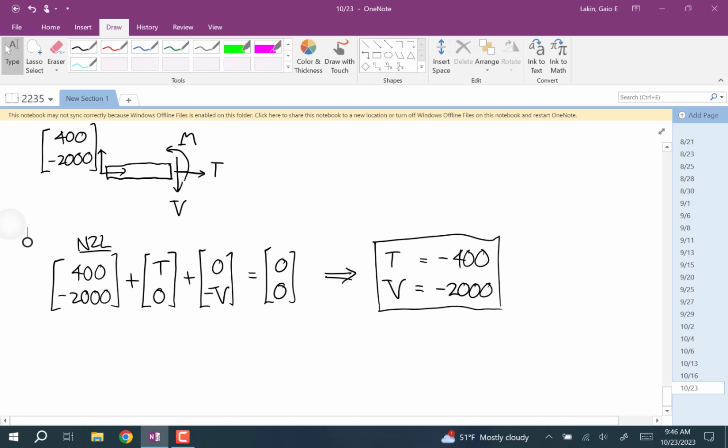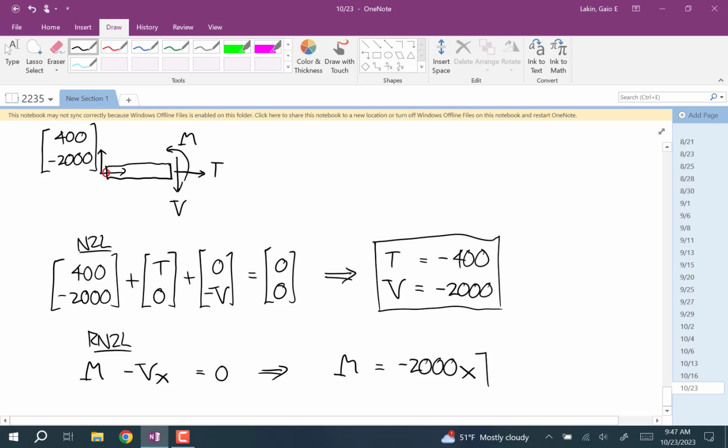And then the moment equation, I'm always going to choose the left end as my about point. You'd get the same answers if you did it another way, but just keep doing it the same way. No moments for these, nothing for the T. So you just have M minus Vx is equal to 0. So M is equal to Vx. V is negative 2,000. So this.